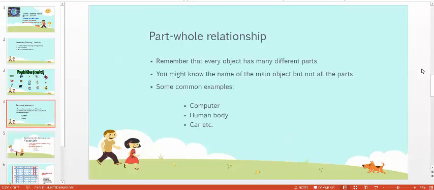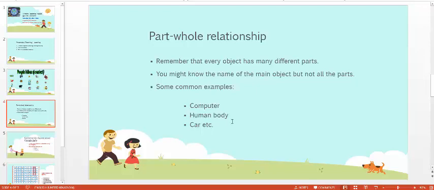Now, the next approach to learning vocabulary is part-whole relationship. Remember that every object has many different parts. You might know the name of the main object, but not all of the other parts, right? Now, for example, a computer is an object. You know computer, but you do not necessarily know all parts of a computer. So if you would like to increase your knowledge of vocabulary in relation to computers, then you should learn vocabulary related to many different parts of a computer, like CPU, like processor, like keyboard. Then inside all these, keyboard and CPU and monitor, there are many other parts.